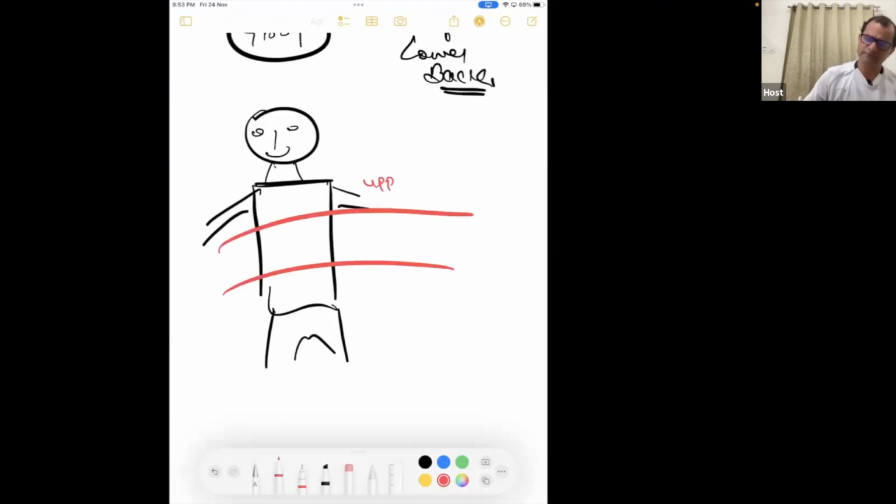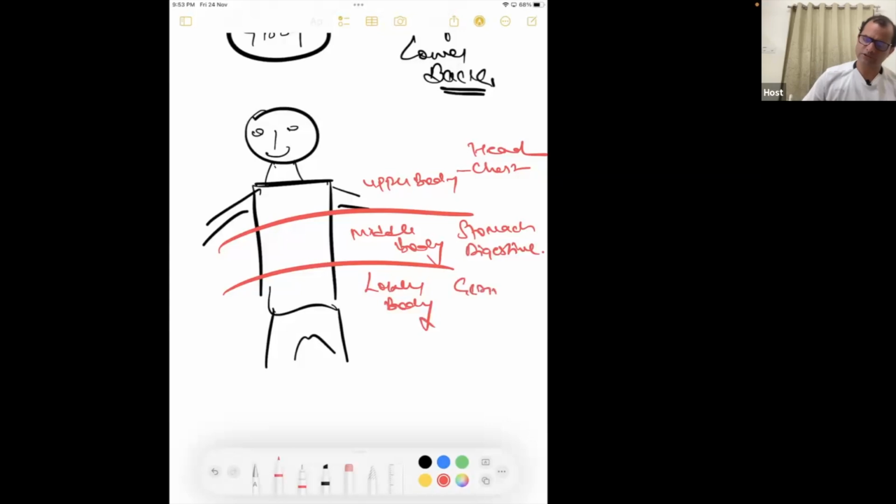Upper body, which includes the chest, even the head region. Middle body, which includes the stomach, digestive part, and the lower body, which includes the genital part, urinary bladder, prostate, uterus, and all. We can divide the whole body into 3 parts.